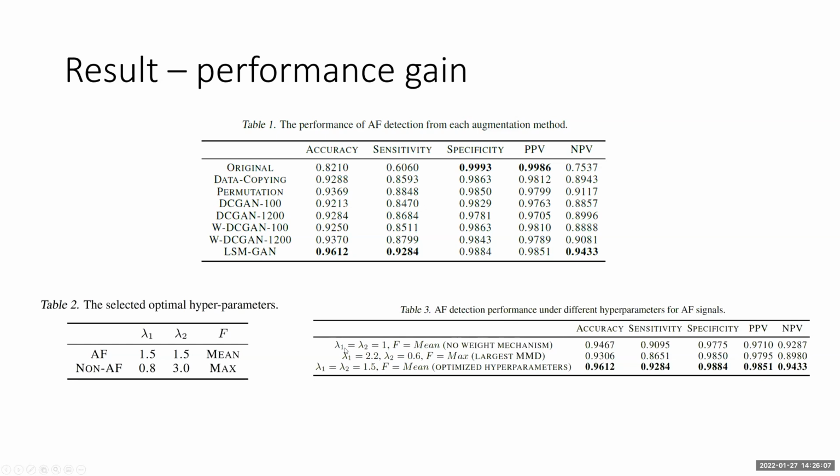Table 3 investigates the importance of hyperparameters. When we set all the lambdas as 1, it means there is no weighting mechanism. The second line is choosing the largest MMD distance instead of the least MMD distance. From the results, we can tell that selecting the best hyperparameters can really improve the AF detection accuracy.